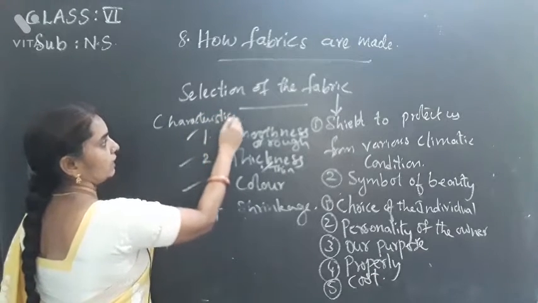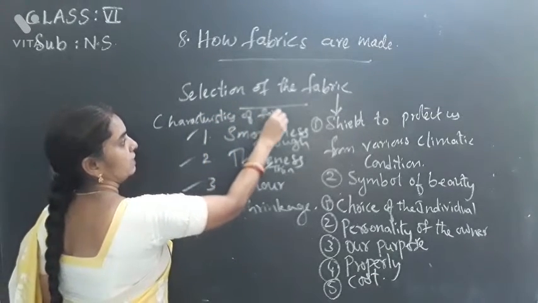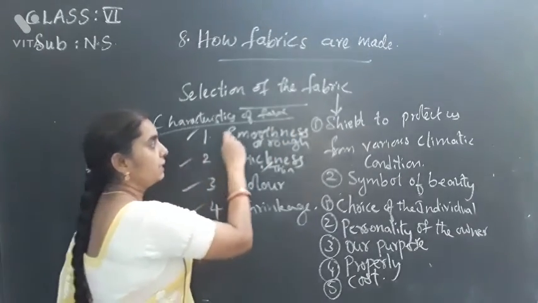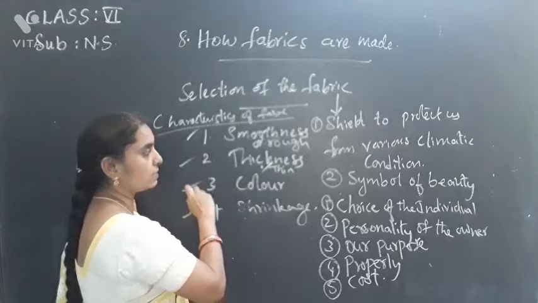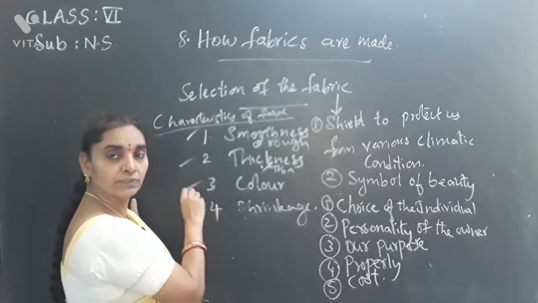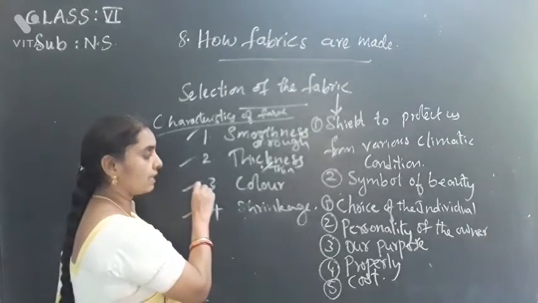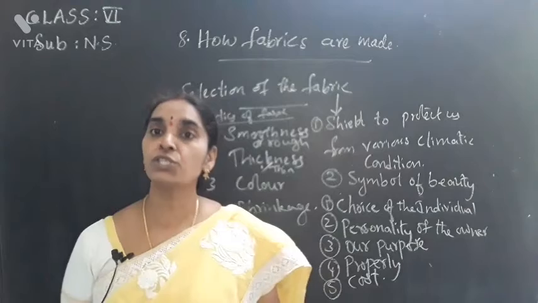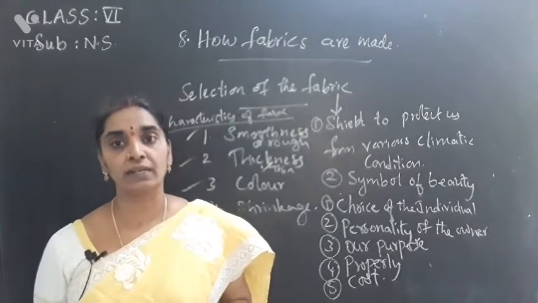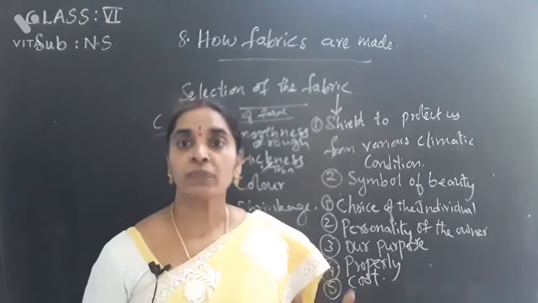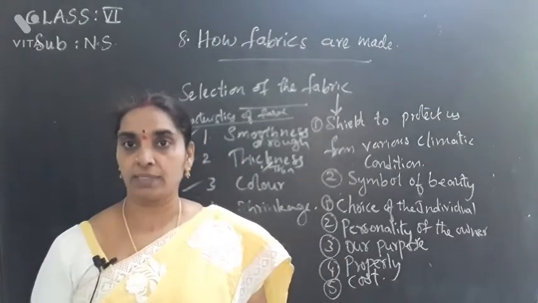These are the characteristics of fabrics. What are the characteristics of fabrics? Depending upon the characteristics or the properties, we select a fabric. They are smoothness or roughness of the cloth, thickness or thinness of the cloth, and color. Depending on the color that we like, we select a fabric, and also its shrinkage capacity. Some clothes shrink more and some shrink less when dipped in water. So we select according to the less shrinkage capacity.